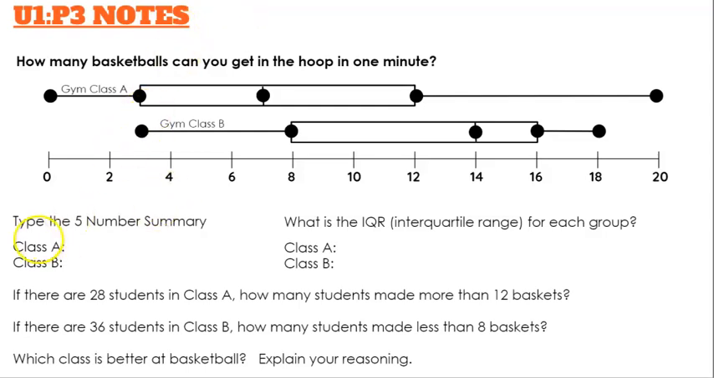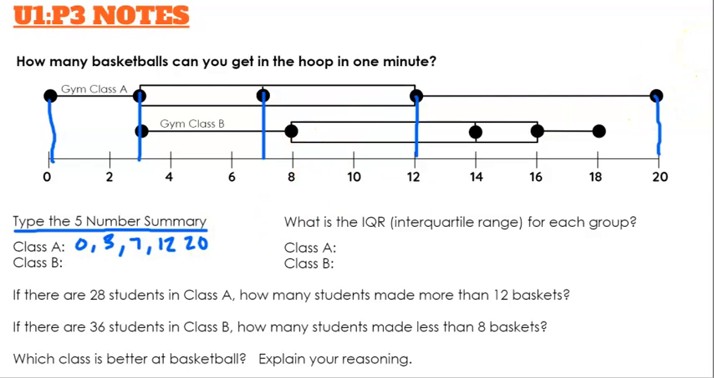So to start off, we are going to identify the 5-number summary. So for Class A, our minimum is 0. Our first quartile is between 2 and 4, which is 3. Our median, that middle number, is 7. Our upper quartile is 12. And our maximum is 20.